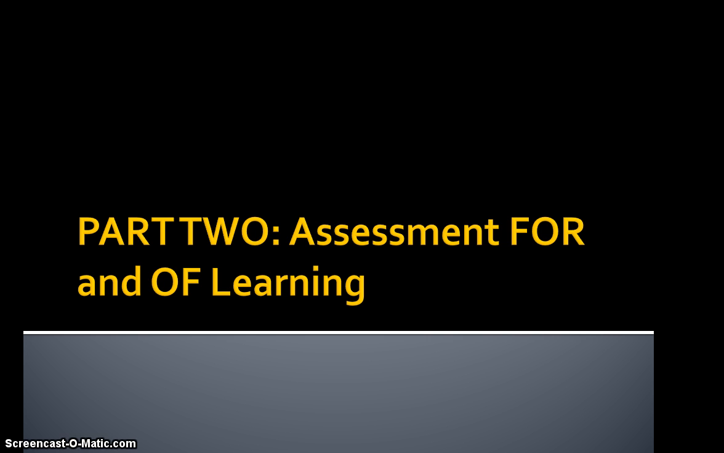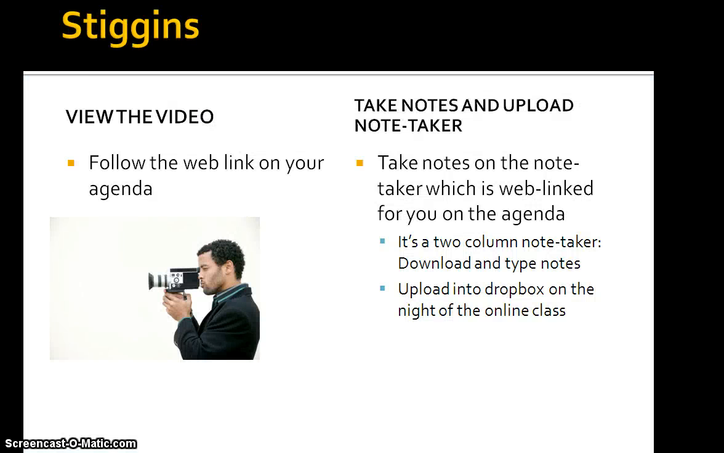Part 2 of this class deals with assessment for and of learning. For this section, you simply need to view the video from Stiggins. He talks about the key differences between assessment of and for learning. You can find this video by following the web link on your agenda. After you have viewed the video, or while you're viewing the video, please take notes and upload this note taker to Dropbox. You can find the note taker under online class. You can also find it web linked on the agenda.